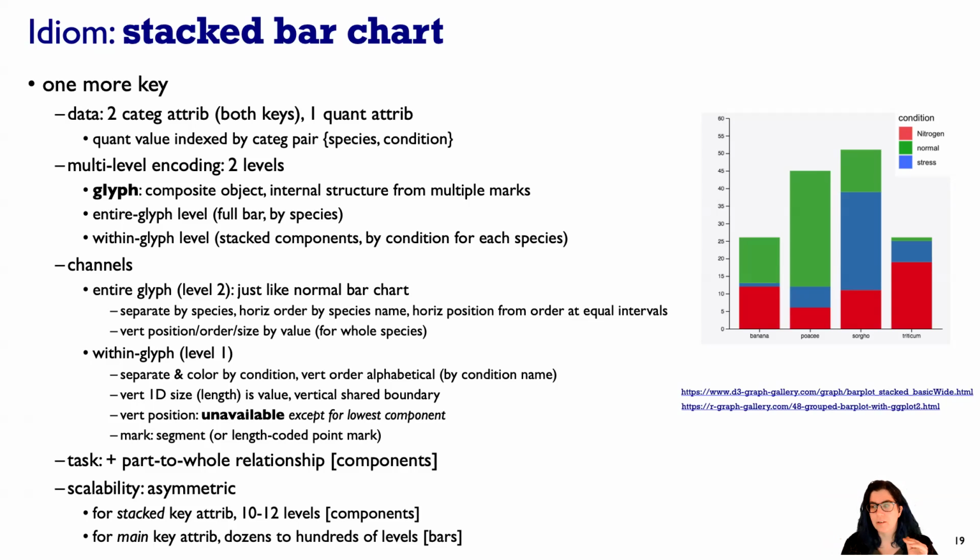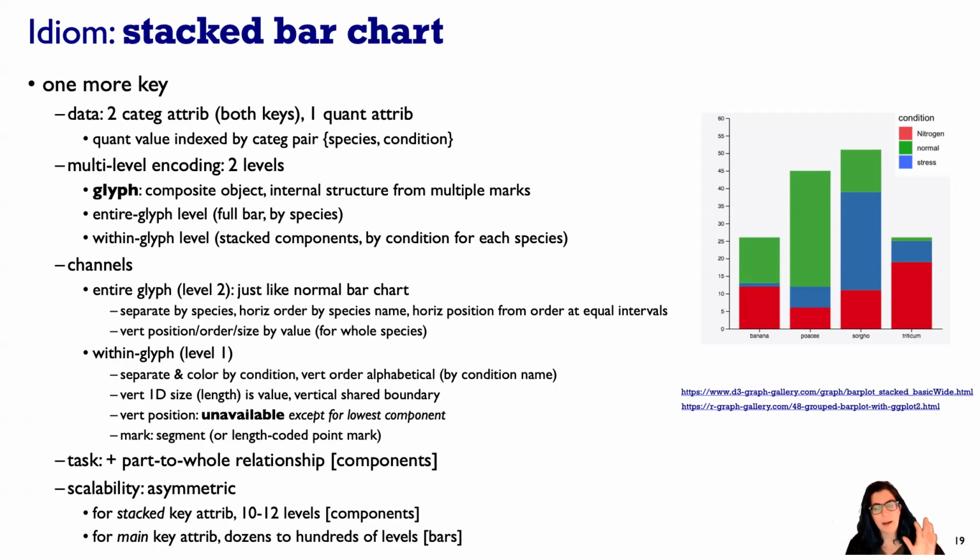These are touching, they are shared boundaries. Vertical position is unavailable for everything except that bottom red mark. For the red mark, the top of it does mean something, absolutely, but not so for the blues or for the greens because their locations depend on where the red mark ended. So only the lowest component has vertical position used. It's unavailable for all the rest. And we're thinking about these marks as segments or length-coded point marks if we want to think about them that way.